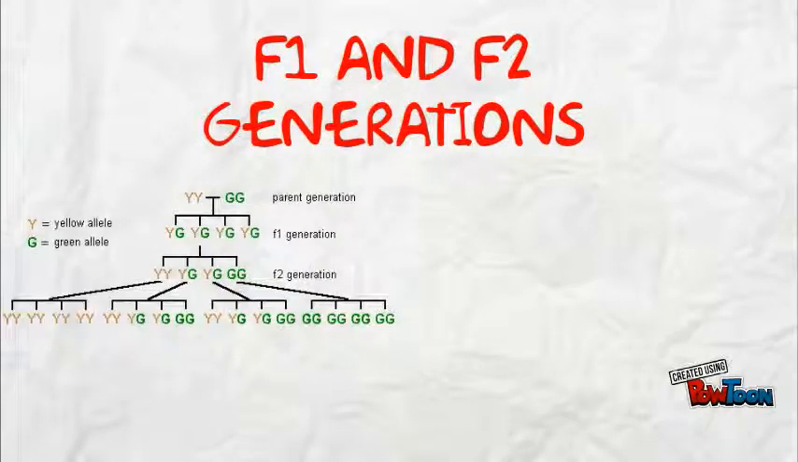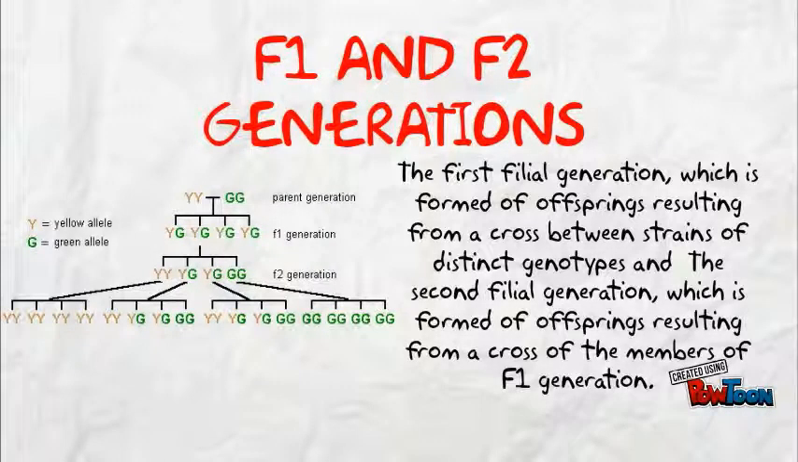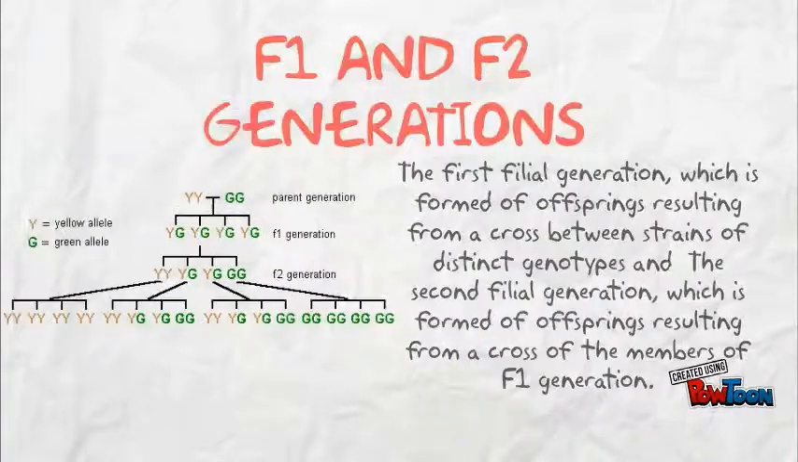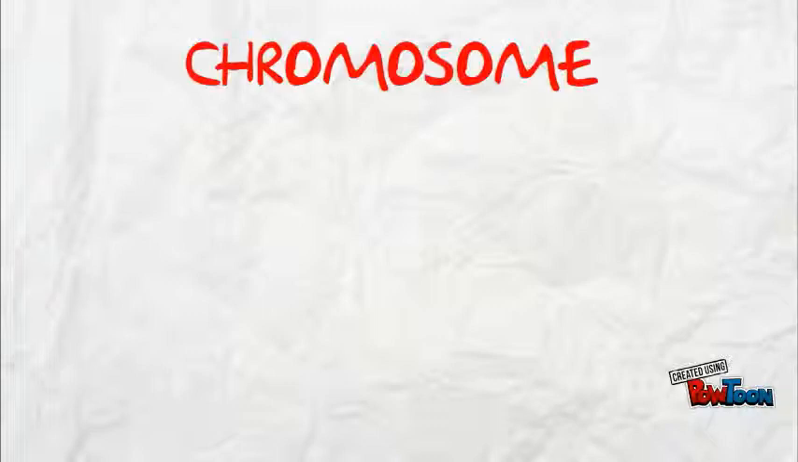F1 has two generations. The first generation, which is formed of offspring resulting from a cross between strains of distinct genotypes, and the second generation, which is formed of offspring resulting from a cross of the members of the F1 generation.